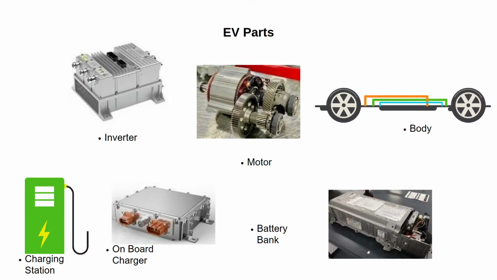Next one is the converter and inverter part. The converter is used to convert the high voltage DC power from the battery to the lower voltage DC power needed to operate the vehicle's electrical system, such as the lights, air conditioning and infotainment system.